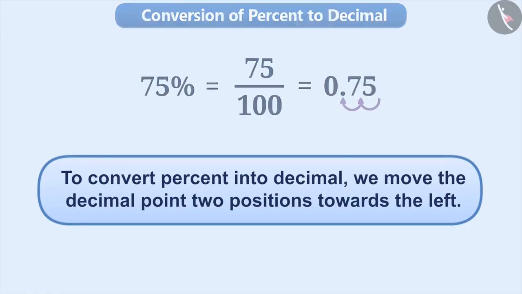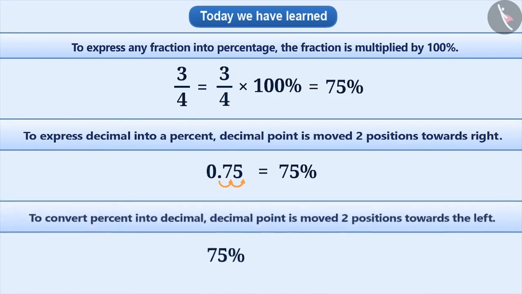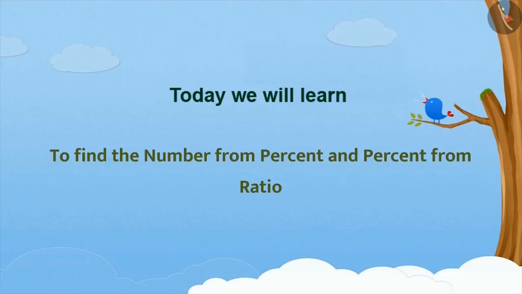Today, we have learned that to express any fraction as a percentage, the fraction is multiplied by 100%. To express a decimal as a percent, the decimal point is moved 2 positions towards the right, and on the contrary, to convert percent into decimal, the decimal point is moved 2 positions towards the left. In the next video, we will learn to find the number from percent and percent from ratio.